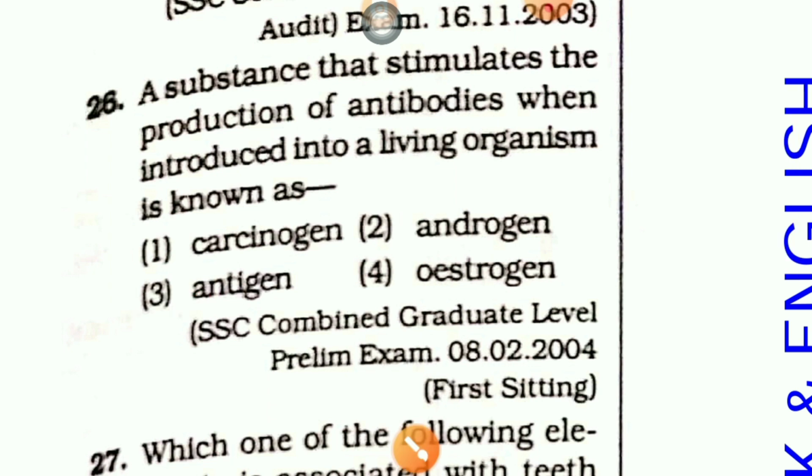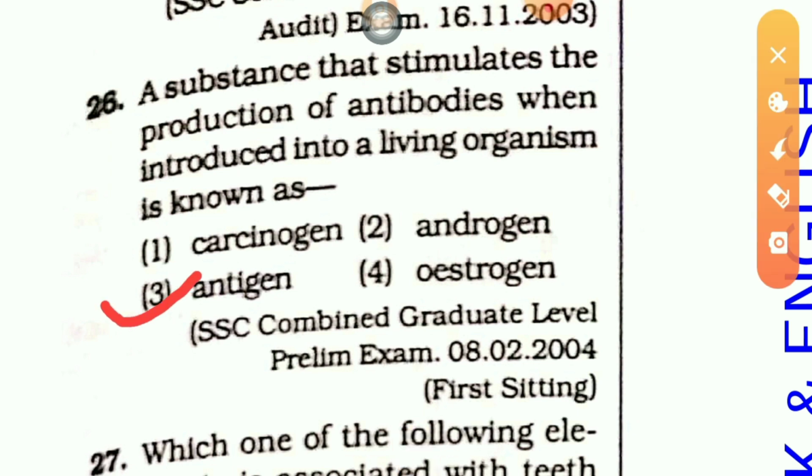Antigens are substances foreign to the body, because when introduced into the body, they stimulate the production of antibodies. When antigens get into our body, the body identifies them and produces antibodies for them. These antigens include toxins, bacteria, foreign blood cells, and cells of transplanted organs. So the answer is antigen. When it comes into our body, it produces antibodies to kill it.